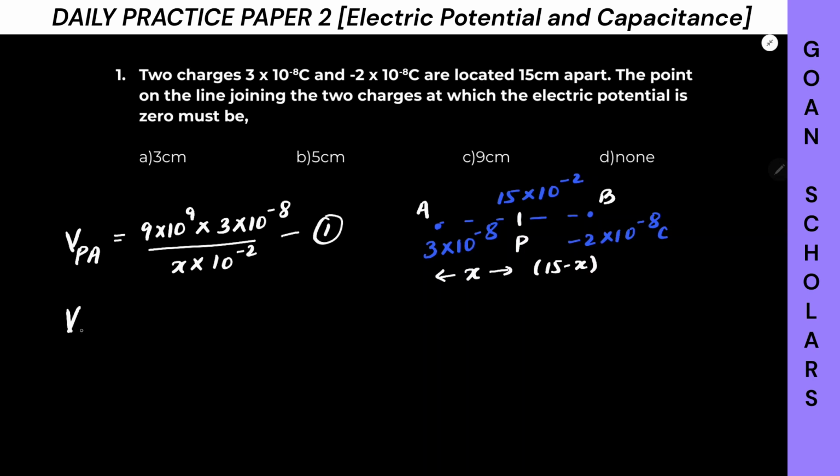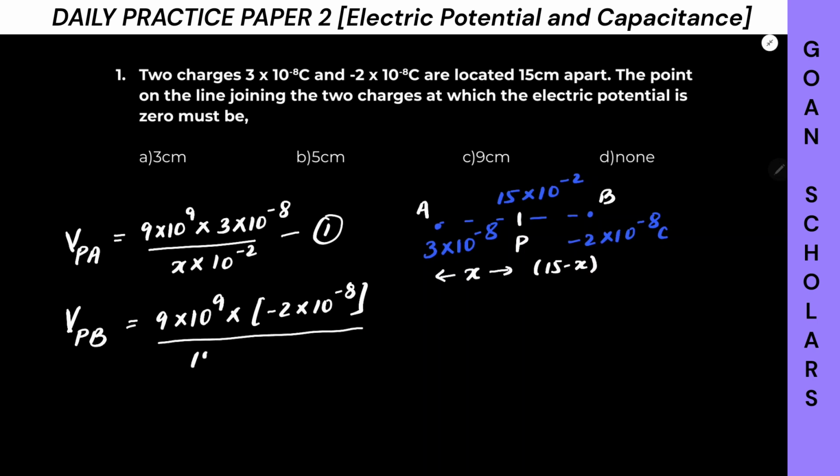Now potential at P due to B will be equal to 9 into 10 to the power 9, and what is the second charge? Be very careful, you have to consider the negative sign here. Why? Because potential is a scalar quantity and the negative sign is very important. So here the separation will be 15 minus x, into 10 to the power minus 2.